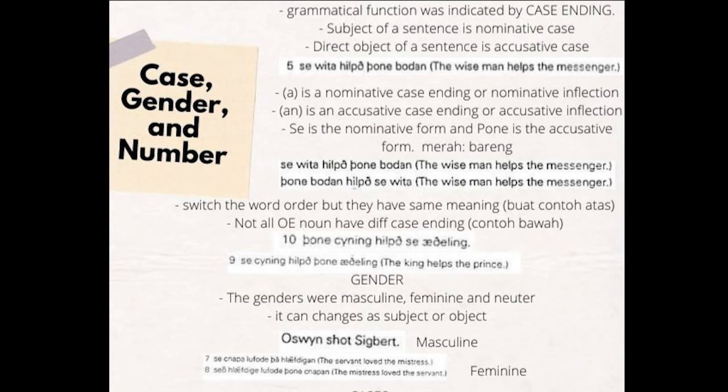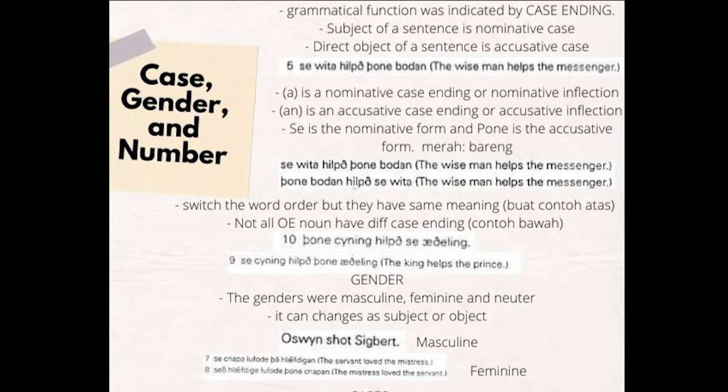So the next one I'm going to explain about case, gender, and number. In Old English, grammatical function was indicated by case ending. Case ending itself means inflection on a noun, and the subject of a sentence is called nominative case. The direct object of a sentence is accusative case.